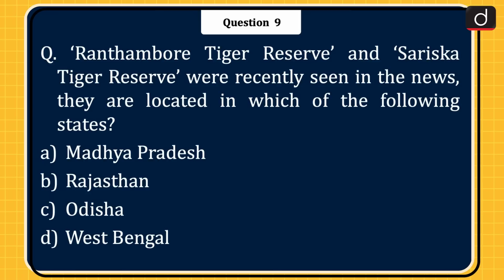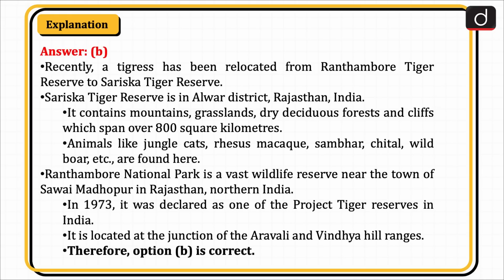Next question is, Ranthambore Tiger Reserve and Sariska Tiger Reserve was recently seen in the news. They are located in which of the following states? Madhya Pradesh, Rajasthan, Odisha or West Bengal? The correct answer is option B, Rajasthan. Recently, a tigress has been relocated from Ranthambore Tiger Reserve to Sariska Tiger Reserve. Sariska Tiger Reserve is in Alwar district, Rajasthan, India. It contains mountains, grasslands, dry deciduous forest and cliffs which span over 800 square kilometers. Animals like jungle cats, rhesus macaque, sambar, cheetal, wild boar, etc.